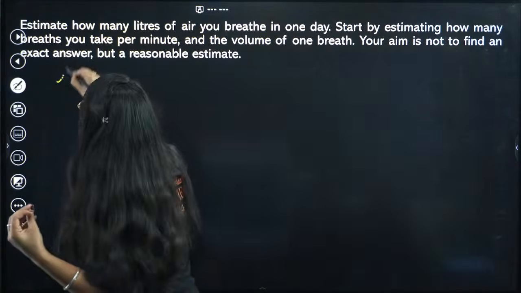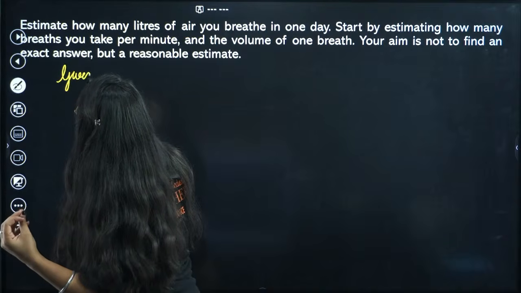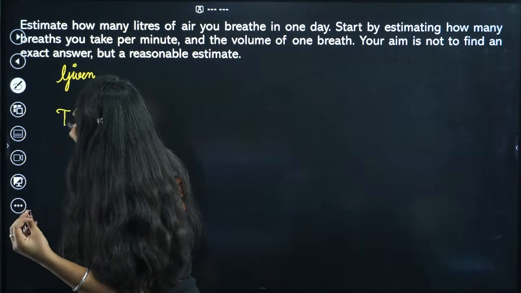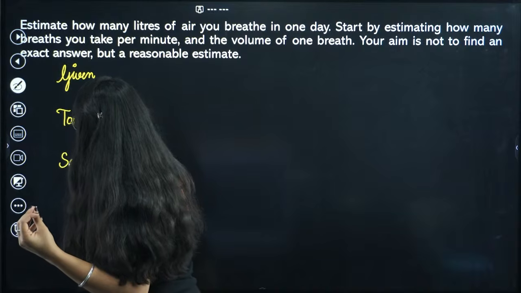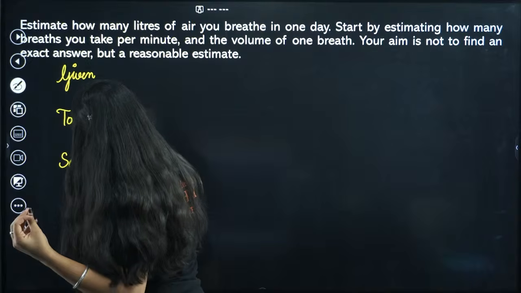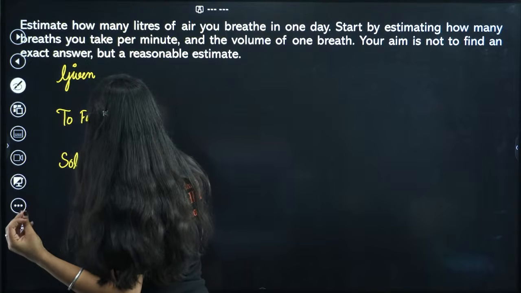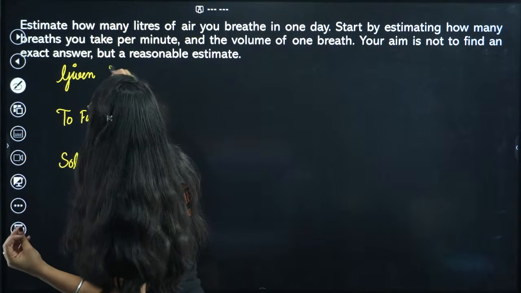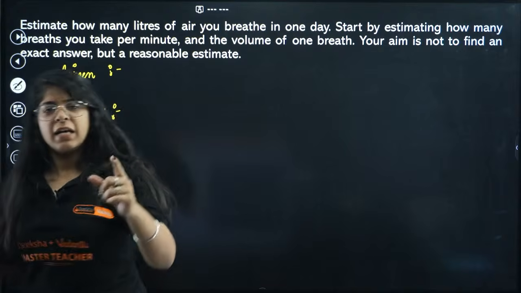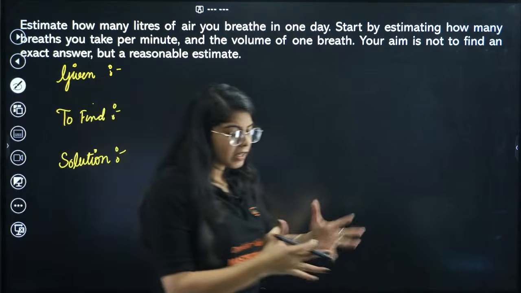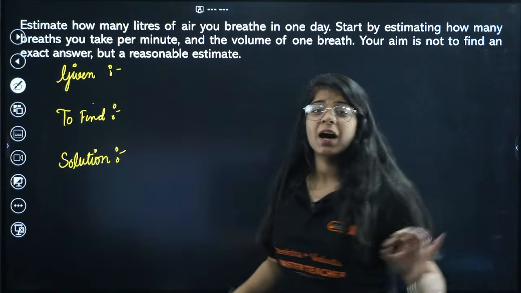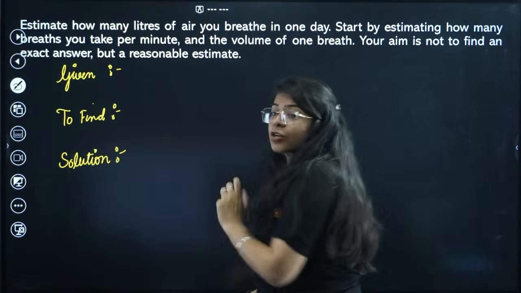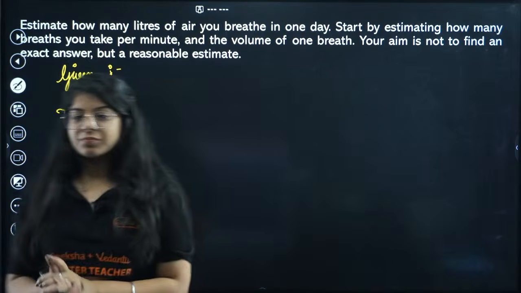Now, bacha, every time I told you to write given, to find and the solution. Even though this does not classify as a proper numerical, it does have some calculation, it does have some things we have to talk about. But even though this does not fit our criteria of numericals or questions, we will still go by our single-hand structure of numericals, okay?